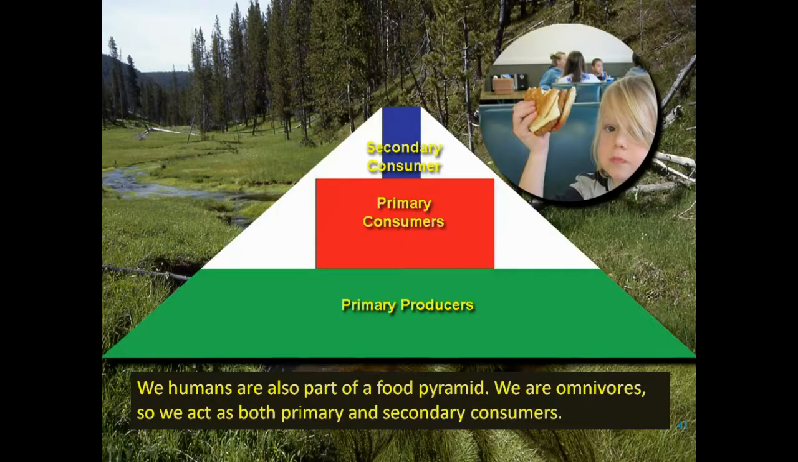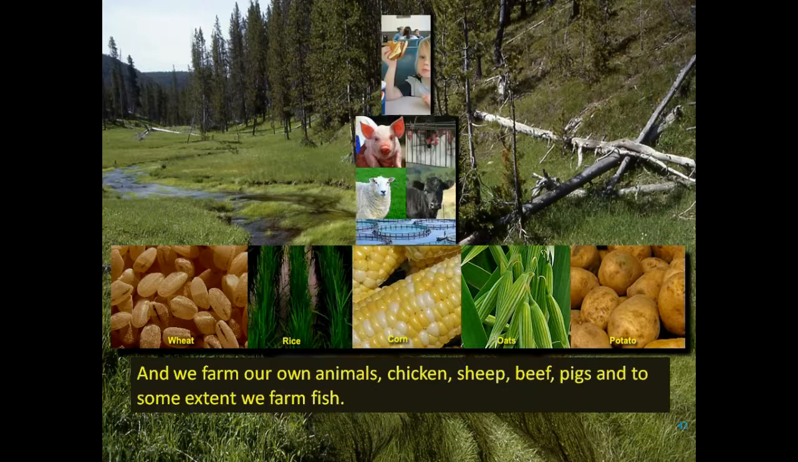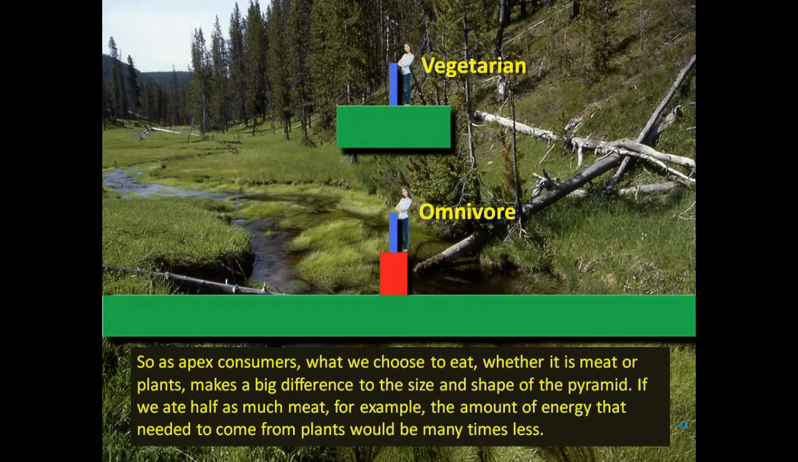We humans are also part of a food pyramid. We are omnivores, so we act as both primary and secondary consumers. To a large degree, we live in our own agricultural ecosystem in which we grow our own plants, wheat, rice, oats, potato, and corn on farms. And we farm our own animals, chicken, sheep, beef, pigs, and to some extent we farm fish.